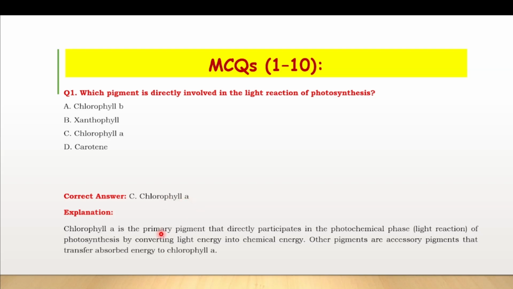Chlorophyll A. Chlorophyll A is the primary pigment that directly participates in the photochemical phase, light reaction, of photosynthesis by converting light energy into chemical energy. Other pigments are accessory pigments that transfer absorbed energy to chlorophyll A.